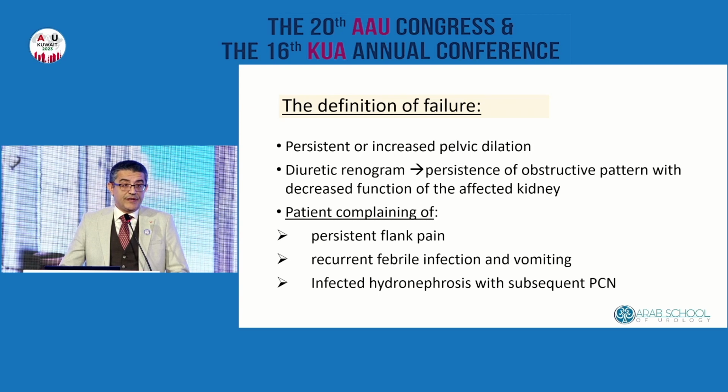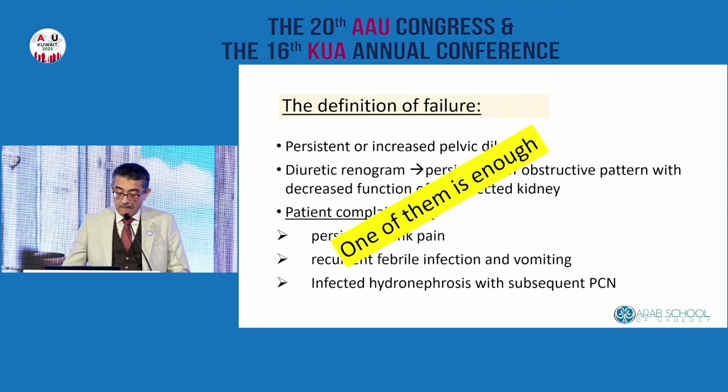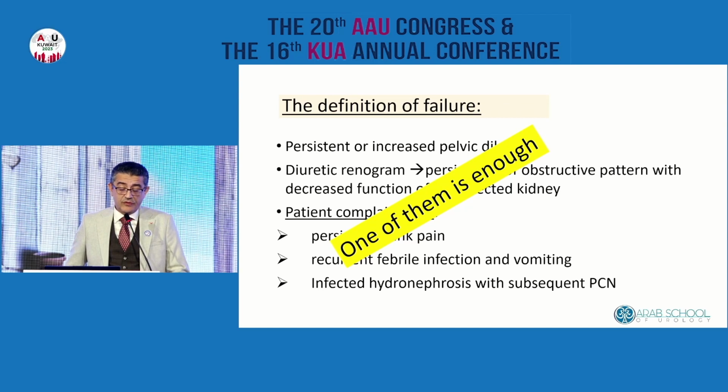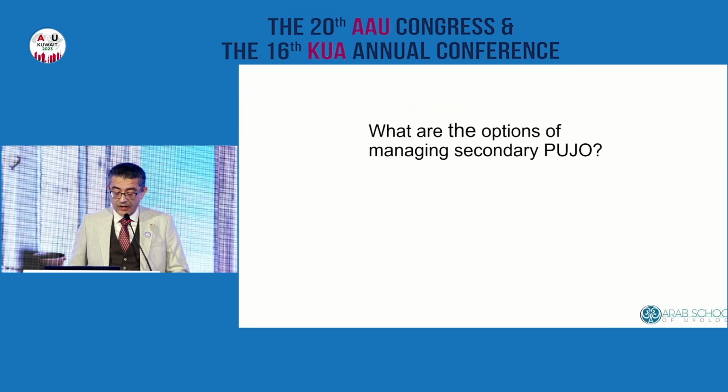So definition of failure. Now we have defined the success. Now you should have also defined the failure. Persistent or increasing pelvic dilatation, diuretic renogram persisting, giving results of persistence of obstruction pattern. Also, the patient is complaining of flank pain, recurrent febrile infection, or infected hydronephrosis with subsequent PCN. So one of them actually is enough to diagnose a failed case. So we have to choose the patient carefully, that the patient has a failed pyeloplasty. What's my option and which technique I can use?